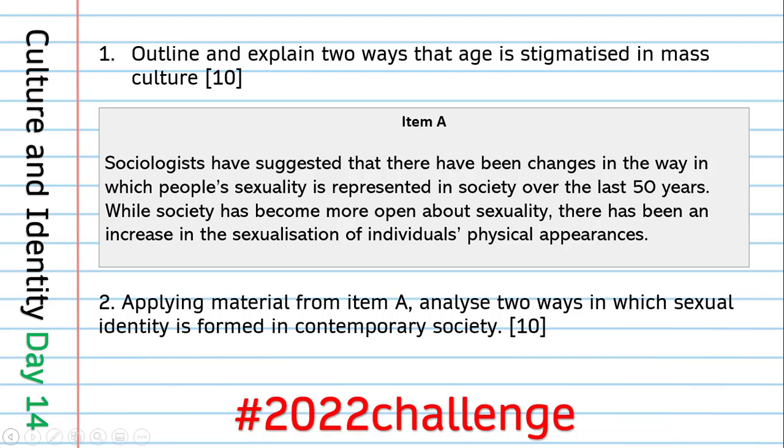So you can see a couple of hints maybe there, things like the male gaze, the way males are starting to become objectified through the media. More open about sexuality leads us into LGBTQ sexuality. Lots of different things that we could look at there, and I've put those in the answers. The question itself is: analyze 2 ways in which sexual identity is formed in contemporary society. So you have to make the link there between the way it's represented and how it is formed.